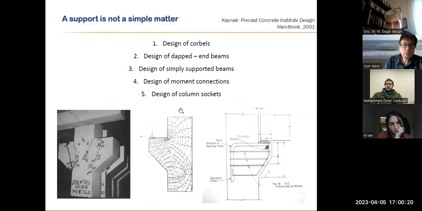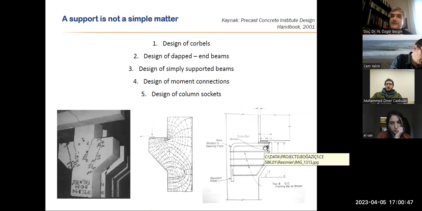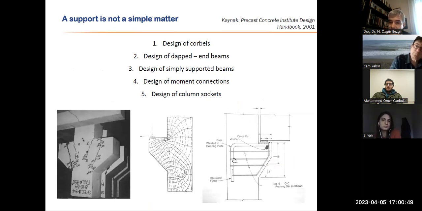Coming back to our corbels, this was at one point a very wide field of research, especially at the Precast Concrete Institute in the United States in the early 2000s. It has some beautiful, interesting details, showing how the load is received and directly transferred to the steel. The loads are taken by a steel plate, which is welded to the steel rebar and then anchored with it. So it functions well.